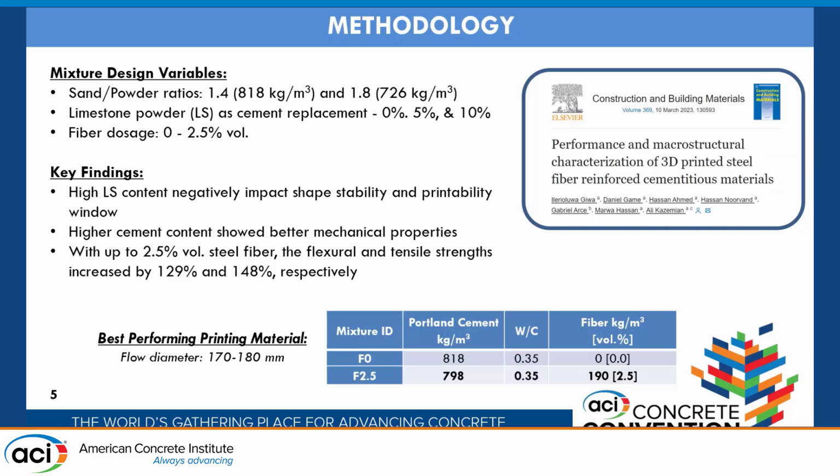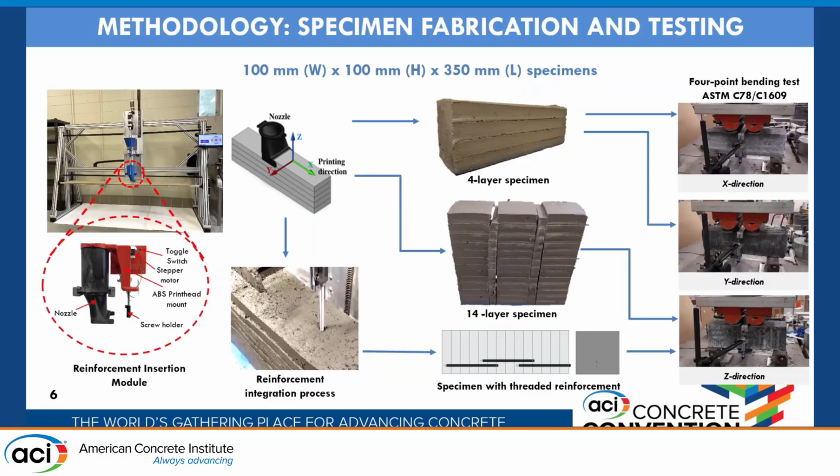I should also mention that in this study, we only tested small prismatic beams of dimensions 40 by 40 by 160 millimeters. So as such, we selected the best performing material and have used it for printing in this case. The main objective was to look at both the fresh state properties and also the mechanical state properties.